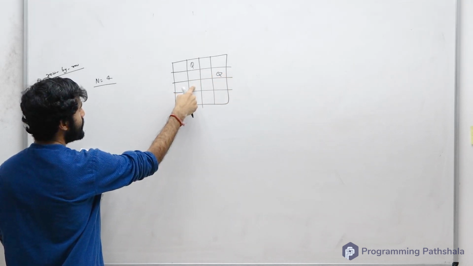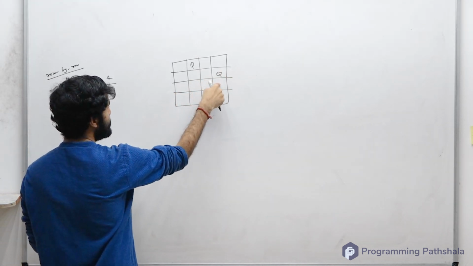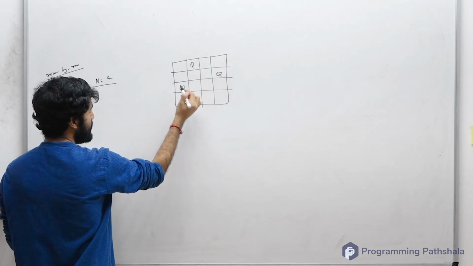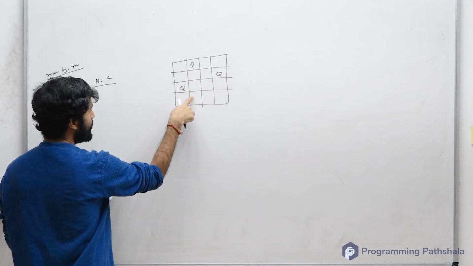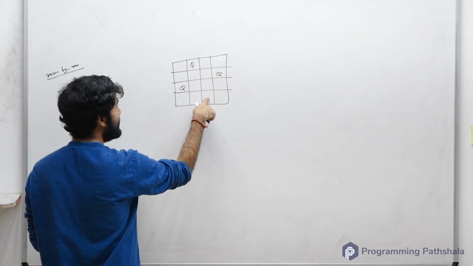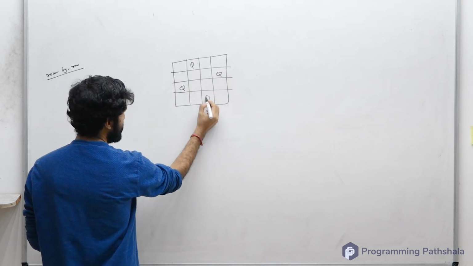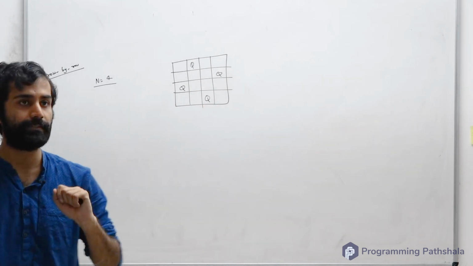Can you place here? No. Can you place here? No. Can you place here? No, but you can place here. And for the fourth queen, can you place here? No. Can you place here? No. Can you place here? Yes. There is no attack. So this is a right configuration.